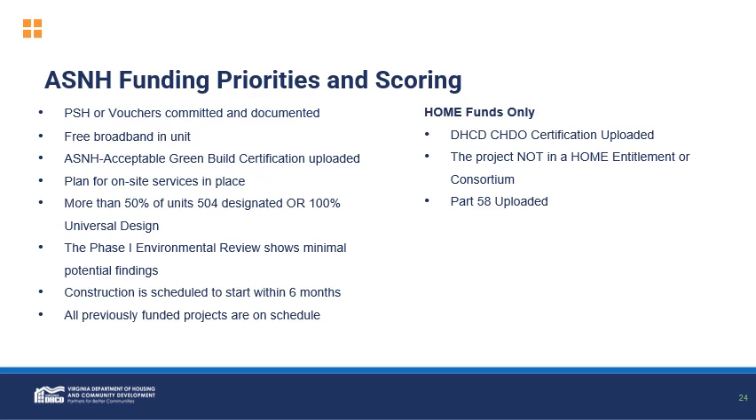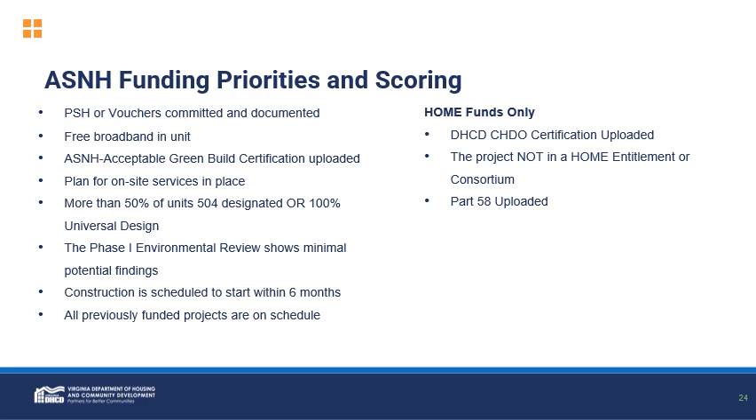When we score, we have some funding priorities that we look at specifically, and extra points that are eligible for meeting those funding priorities. So we look at PSH or vouchers, and if they're committed and documented, we encourage broadband to be provided for residents. So if we see free broadband in unit, there's a potential for additional points.